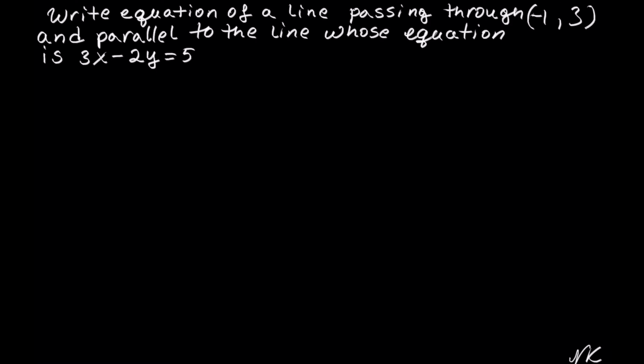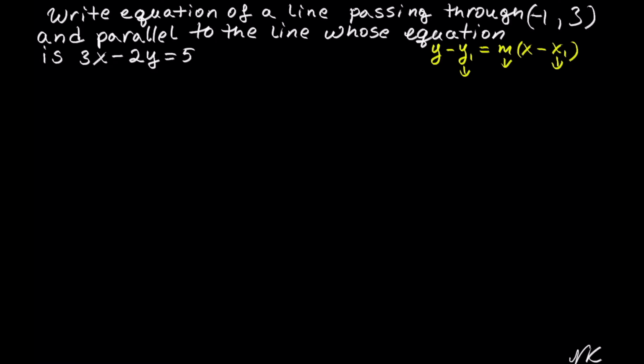Hello, here we're going to write the equation of a line passing through the point -1, 3 and parallel to the line whose equation is 3x minus 2y equals 5. So we calculate the equation of a line by plugging in values into y minus y1 equals slope times x minus x1, and we need to substitute values for y1, slope, and x1.